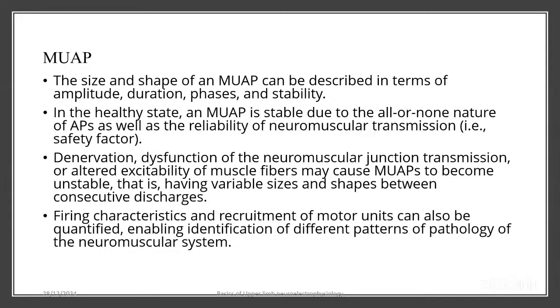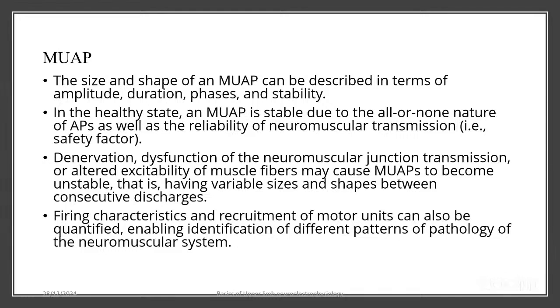Described in terms of amplitude, duration, phases, stability, which we have already seen. In a healthy state, MUAP is stable due to the all-or-none nature of the action potentials, as well as the reliability of neuromuscular transmission, that is a safety factor. Whereas in denervation, dysfunction of the neuromuscular junction and altered excitability of the muscle fibers may cause MUAPs to become unstable, having variable sizes and shapes between consecutive discharges.